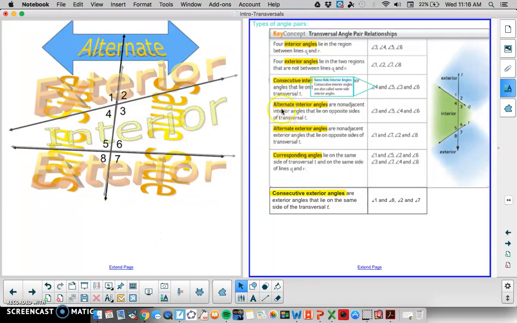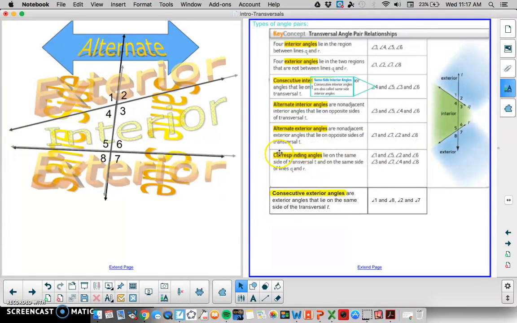Then we have what are called alternate interior angles. So the interior angles that are on different sides of the transversal, like 4 and 6, or 3 and 5. Those are different pairs of alternate interior angles. We have alternate exterior angles. So they're outside the two lines and on different sides of the transversal, like angles 1 and 7, or 2 and 8. And you can see those angle pairs here.